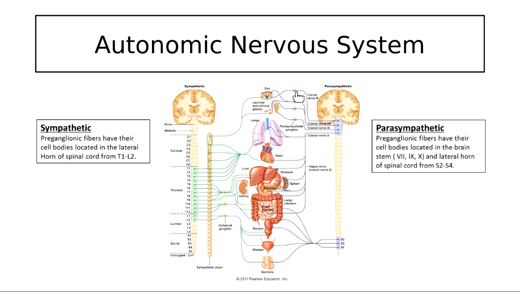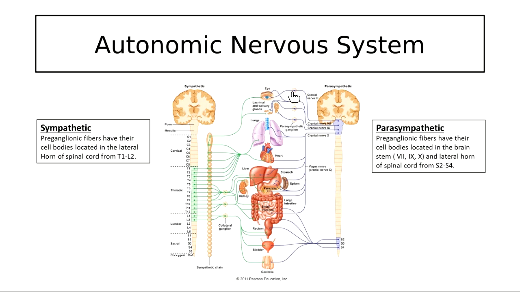The efferent axons transmit impulses from the central nervous system to visceral effectors. Okay, efferent means it's going away. And the visceral effectors are going to be cardiac muscle, smooth muscle, and glandular epithelium.